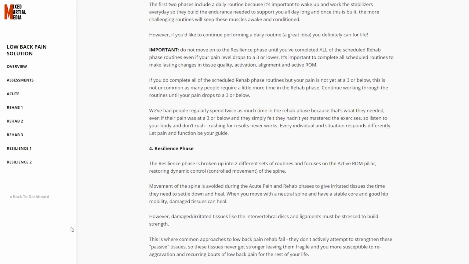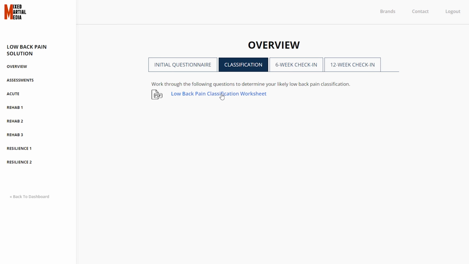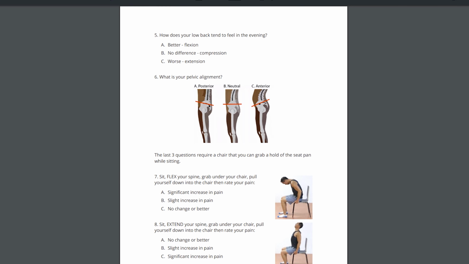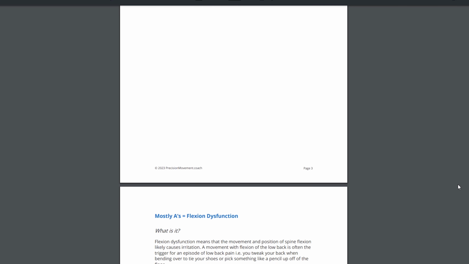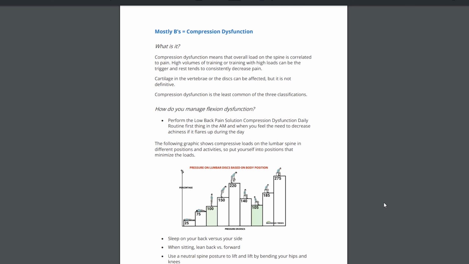We start off with some assessments, and there are two assessments and they serve two purposes. One is to place you in the right spot in the program, and the other is to tell you what category of low back pain you have. And there are three different categories: flexion dysfunction, extension dysfunction, and compression dysfunction. And it's really important to understand what type of low back pain you have, because that will help you to adjust your movements and your activities of daily living and also the exercises that you do.